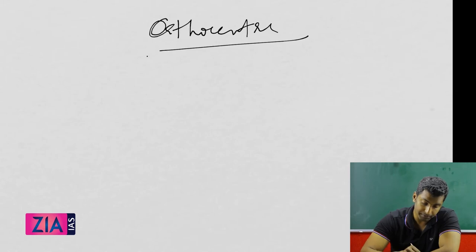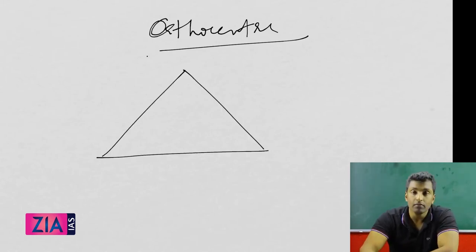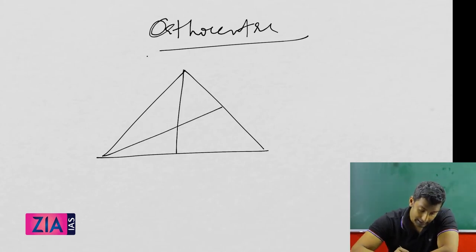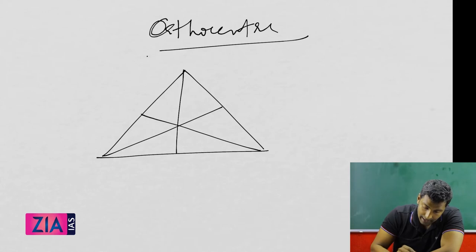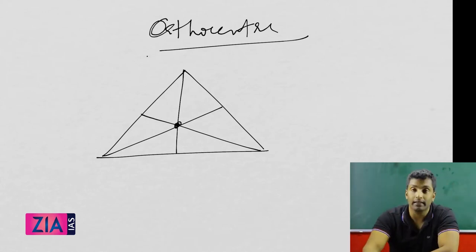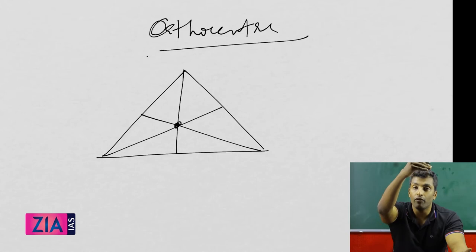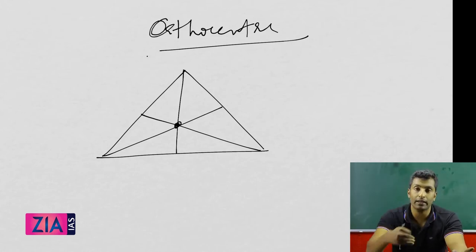So what is the orthocenter? Let me start off with the orthocenter. You have a triangle. You drop lines like this and like this. Now this intersection is your orthocenter. You may wonder what the difference is between the centroid and the orthocenter, since in the previous case also I dropped a line from the vertex.